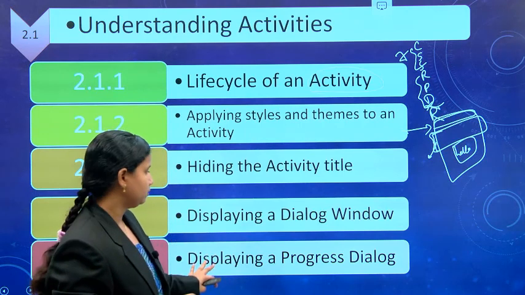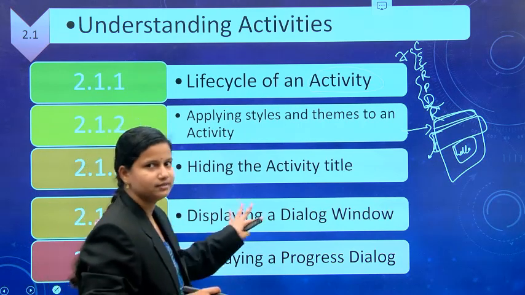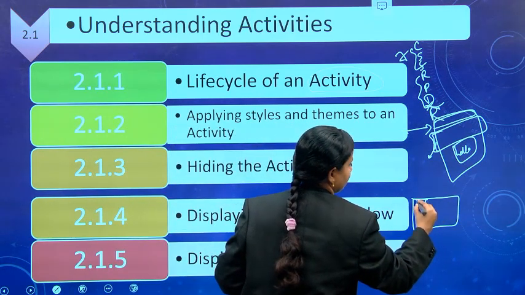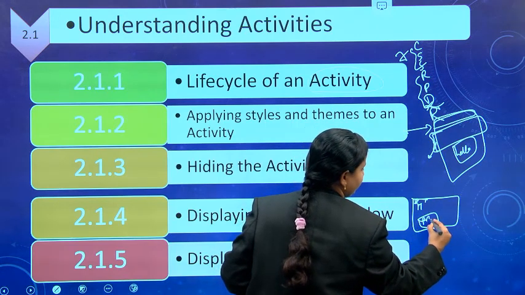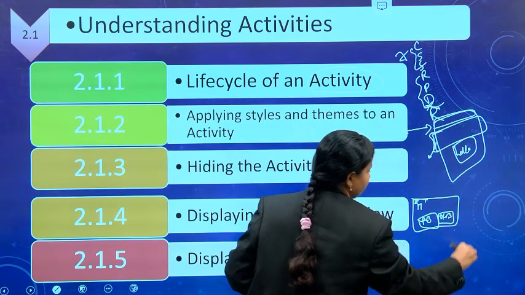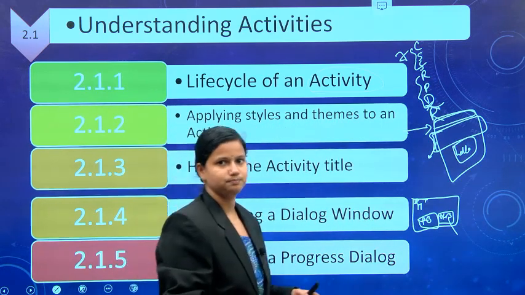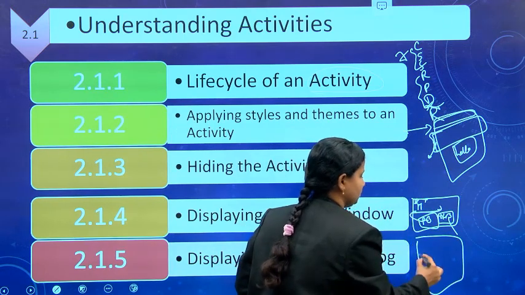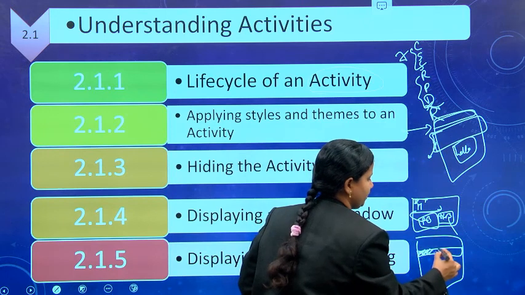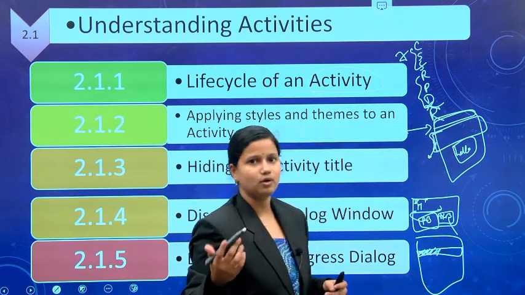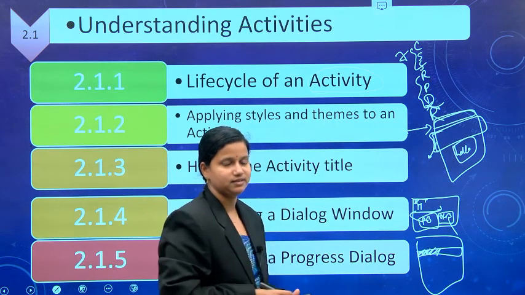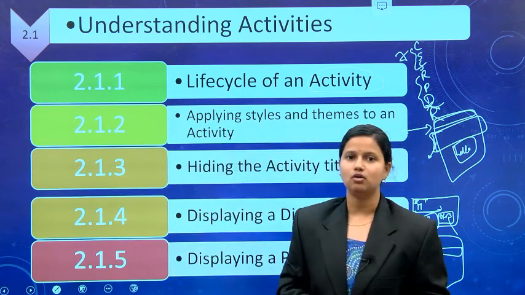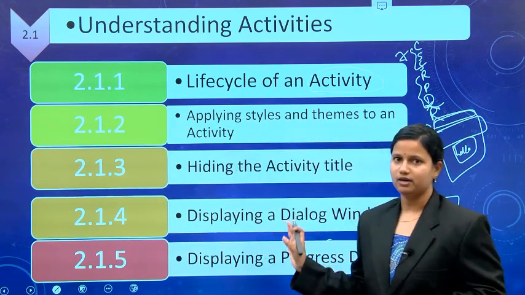The dialog box and progress dialog, these two come under dialogs, but the difference is that a dialog box has only a message, title, icon with a positive button and negative button. But in that the user doesn't know the status of the work, whereas the progress dialog will show the status of the work, how much is completed, or what percentage of the work is completed. That status is available in your progress dialog. In this way we have to learn all the concepts in 2.1, understanding of activities.